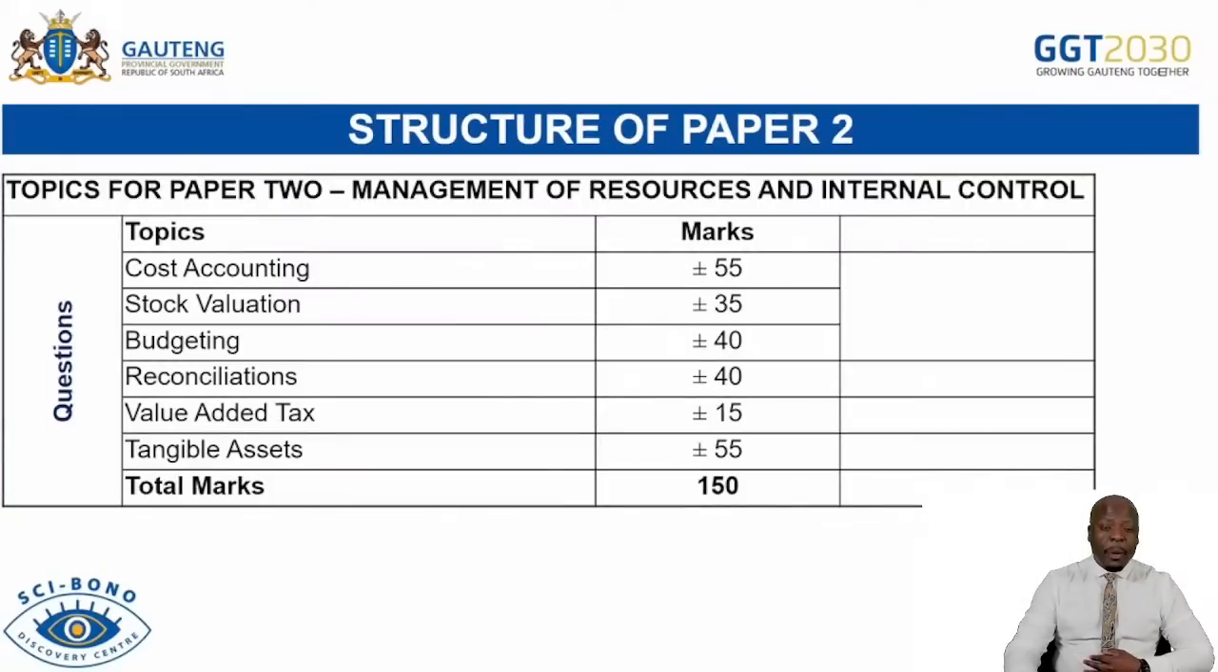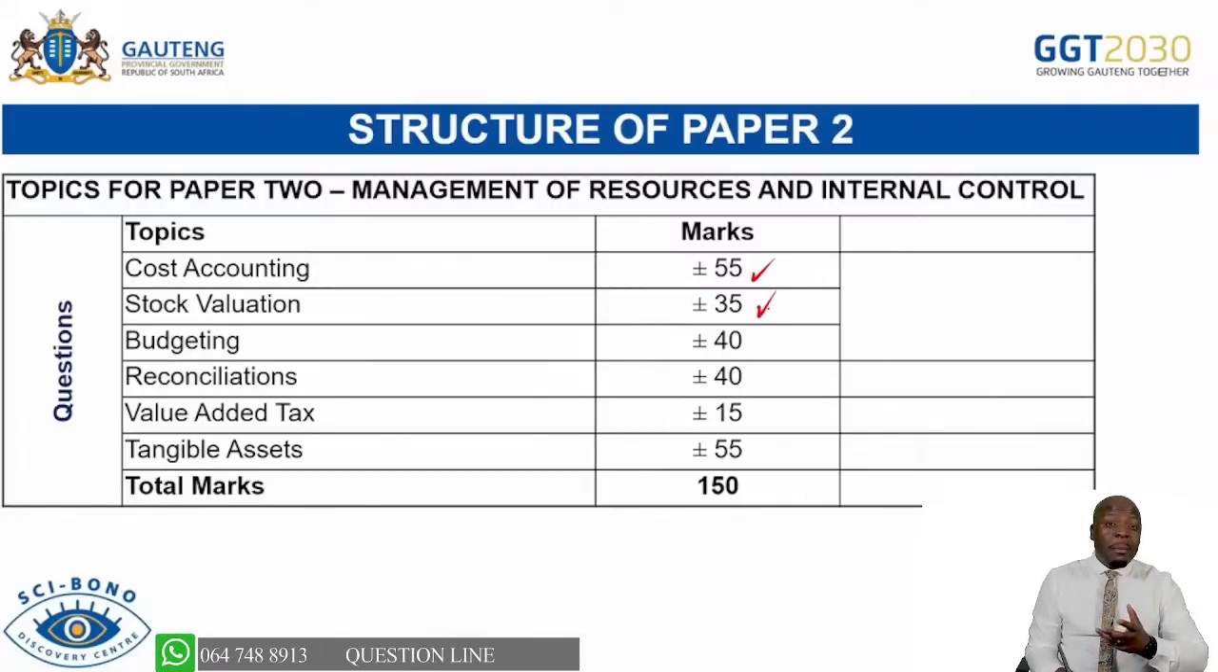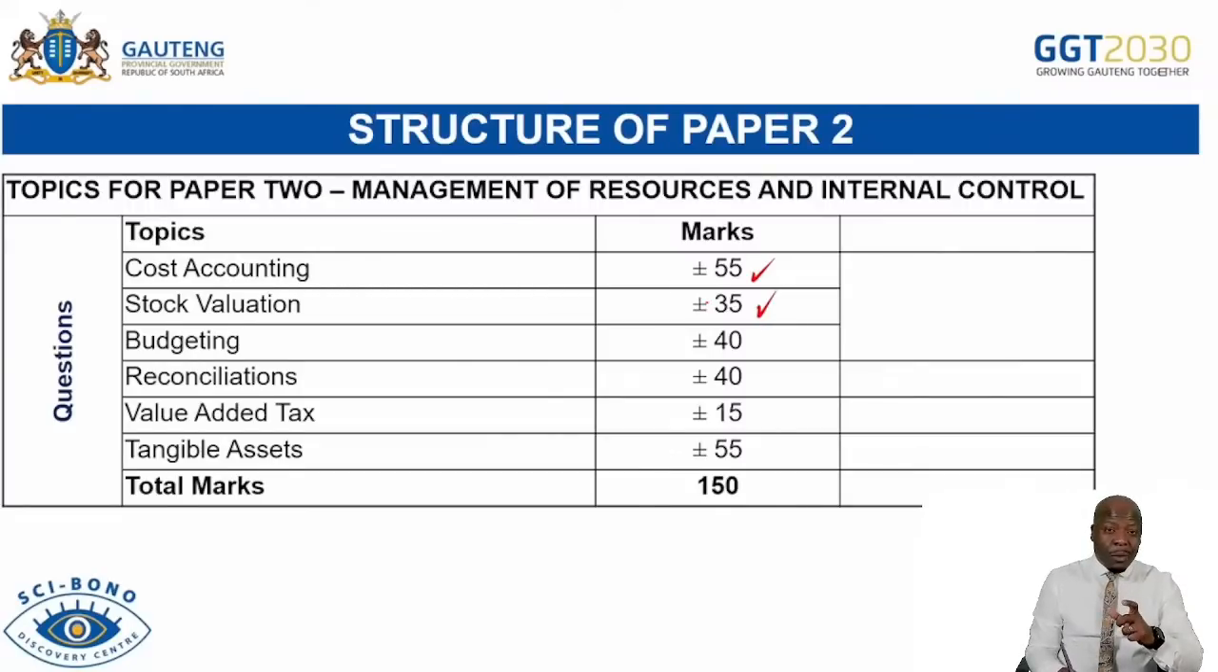Here's the structure for your Paper 2. You will have your cost accounting, which normally is plus or minus 55 marks. But with your cost accounting, it is very possible that the examiner can merge your cost accounting with inventory valuation. I've seen exam papers like that, whereby they bring in your inventory valuation, such as your first in, first out, your weighted average, or specific identification into cost accounting. That is a possibility. And your budgeting will also have plus or minus 40 marks.